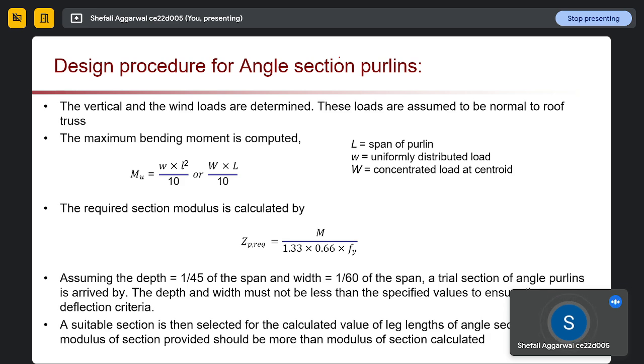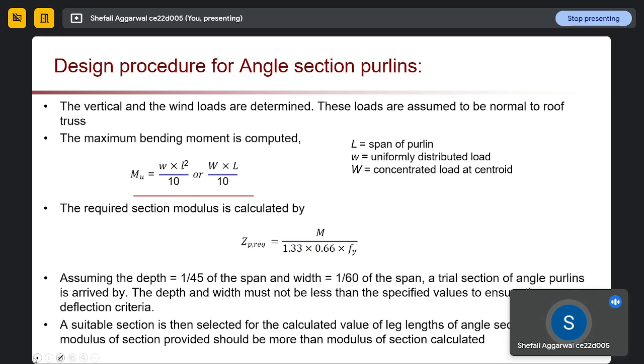And now if we go for the angle section, in case we are not providing I section or channel section, then in case we are providing angle section for our purlin, the steps will be the same, just the formulas are changing. So here our bending moment is given by wL square by 10. Small w will be UDL in case we have UDL, so wL square by 10.